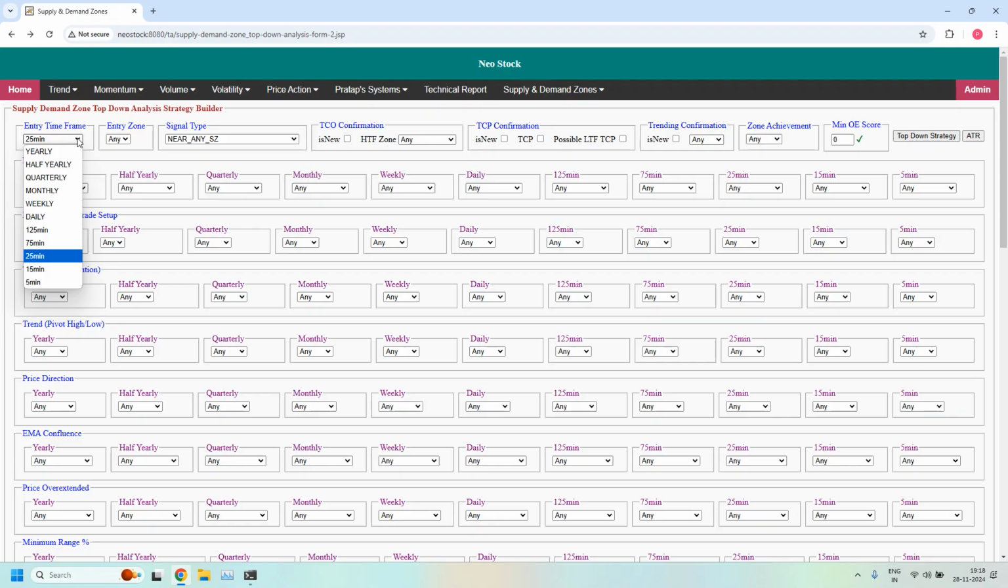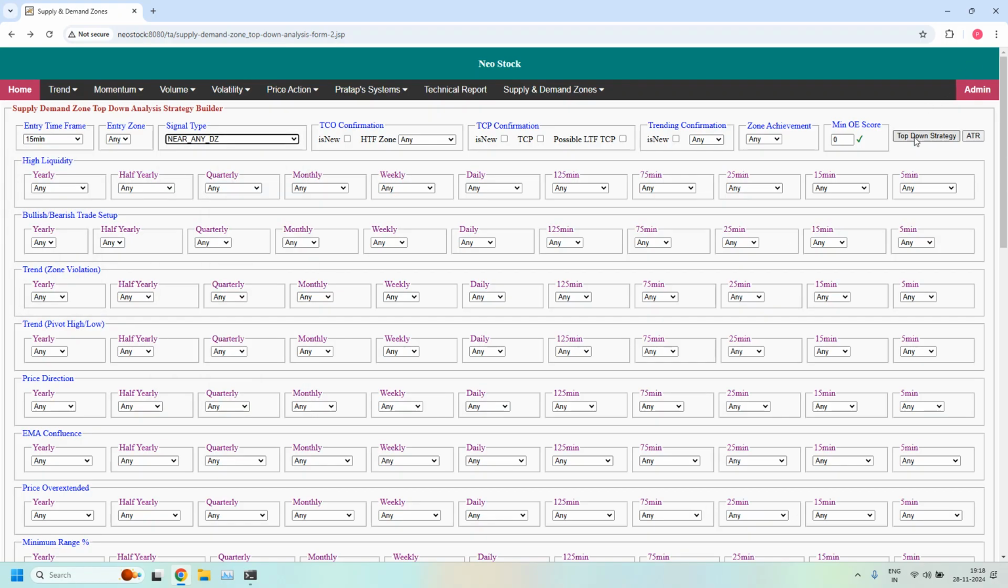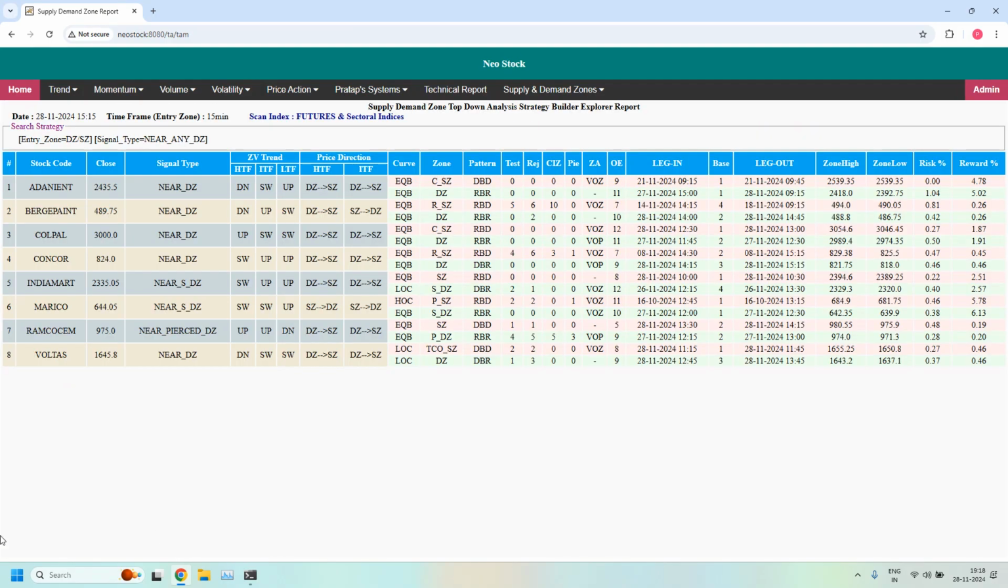Okay, next time frame is 15 minutes. Stocks near 15 minutes demand zone. We got 8 stocks.